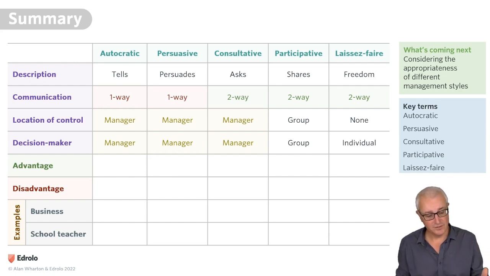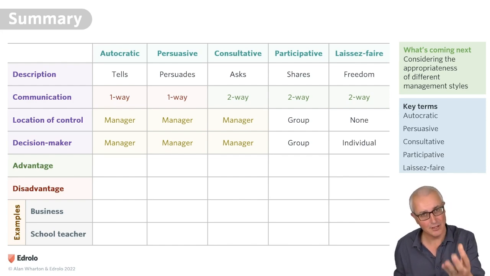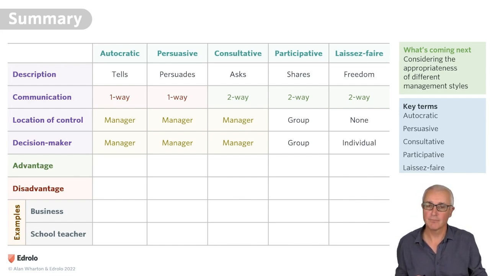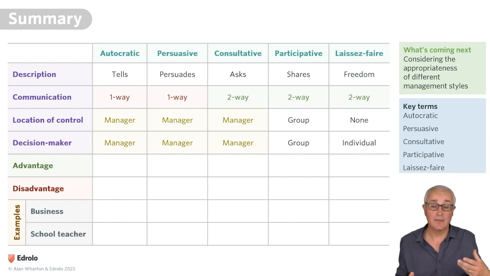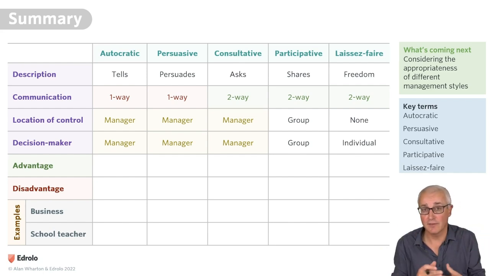Okay, so first of all, just a summary word about each one. So autocratic tells employees what to do. Persuasive persuades them what to do. For consultative, we're asking for their opinions before making the decisions. Participative, we share it together as a collective group. And laissez-faire is all about the freedom to do what the employee thinks is best.